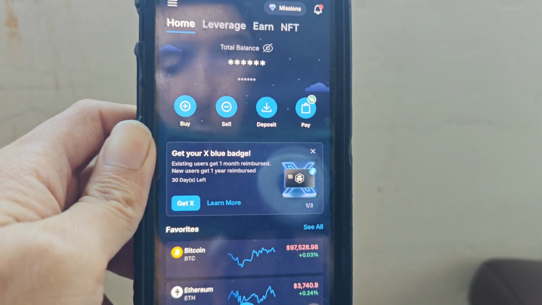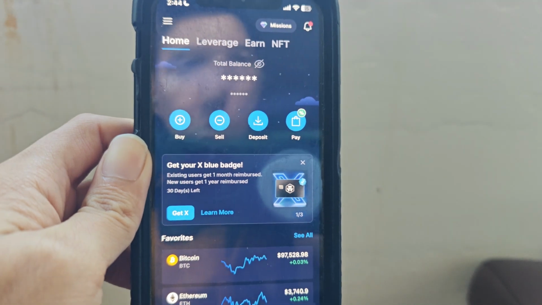We're going to flip over. I'm going to show you guys here how to use it on my phone. So let's check it out. So here we are on Crypto.com's app.